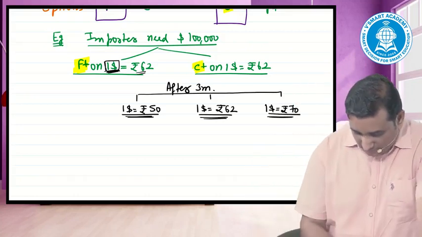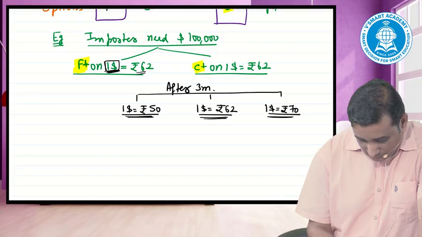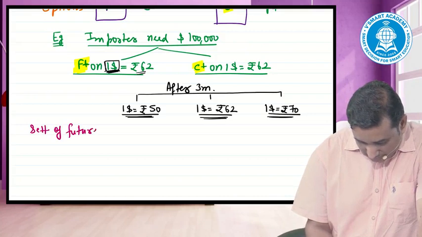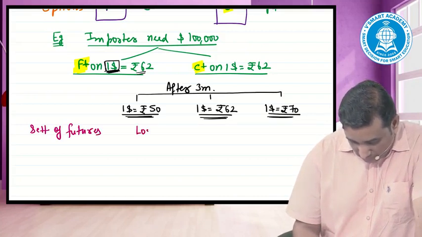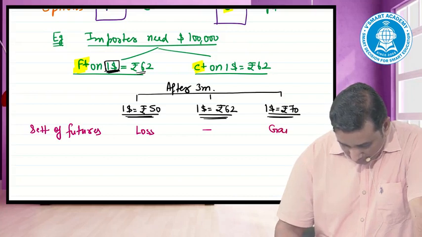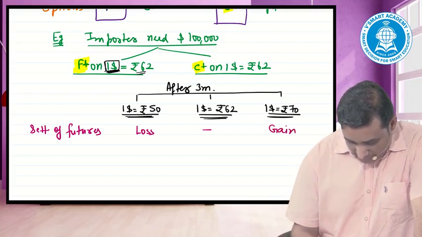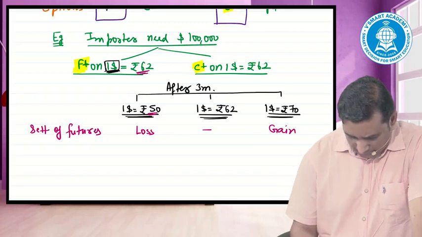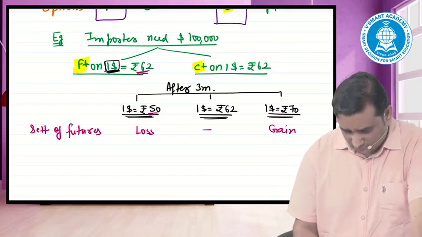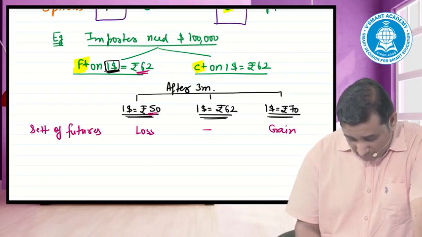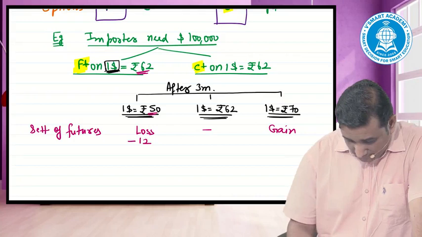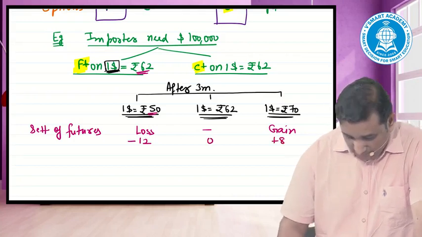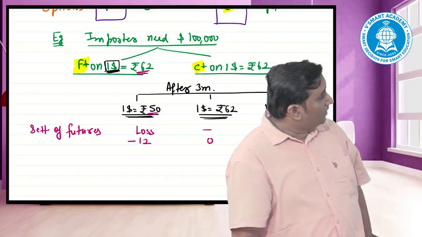Settlement of futures. This is happening in the futures market. The first case will give me a loss, nothing would come. The futures market will give me a gain. I said I'll buy at 62, price became 50, how much? Minus 12. In this case, 0. In this case, the gain is how much? 8. 8 rupees comes out as the gain. This is a futures market.